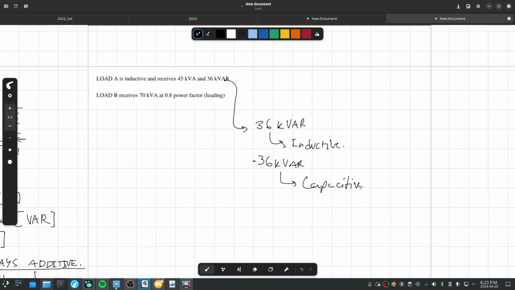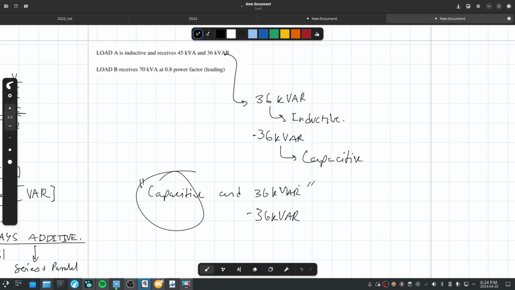I don't know whether they will write something like capacitive and 36 kVAR. What this is saying is just negative 36 kVAR. I don't know if they'll do this to you. I don't think they will. That's kind of dumb, but keep an eye out for that. If it says capacitive and say 36 kVAR, that just means it's negative. But yeah, good question.